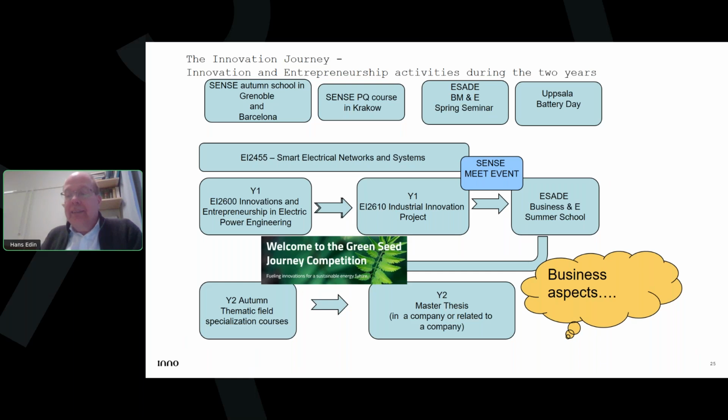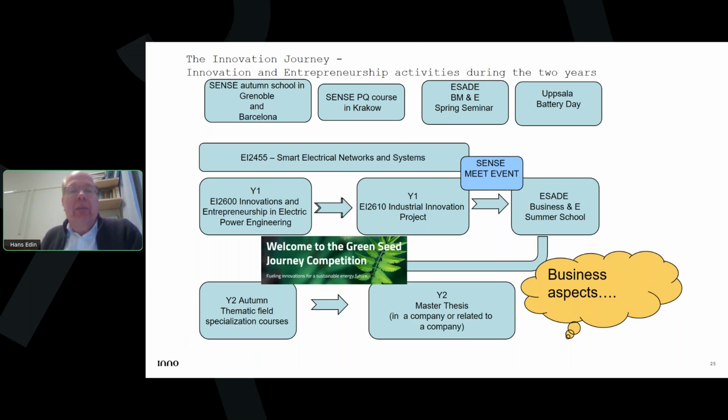One of the key areas in any InnoMasters Plus program is the innovation activities, frequently called the innovation journey. In the SENS program, this is ongoing mainly in the first year, because in the second year, you focus very much on your master's thesis work. Right now the first year students will leave on Sunday for the so-called SENS Autumn School, which is held in Grenoble and Barcelona for 1 week.